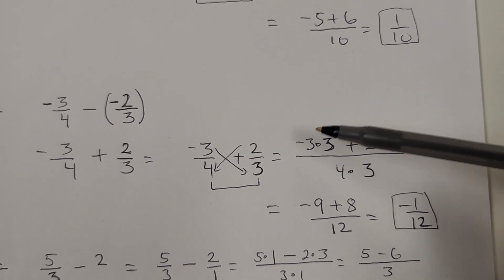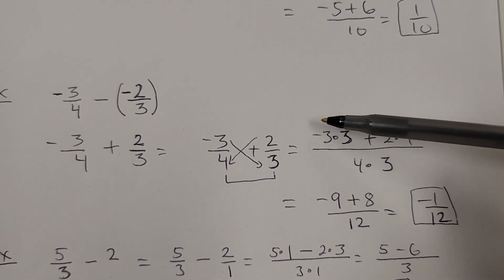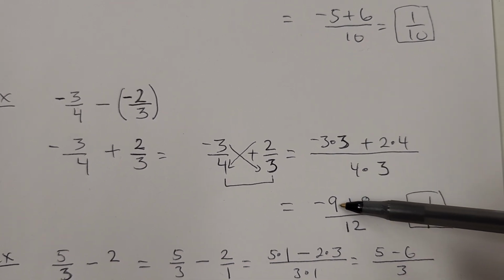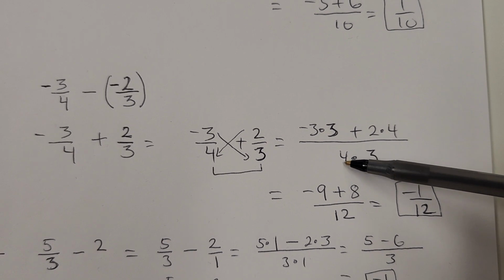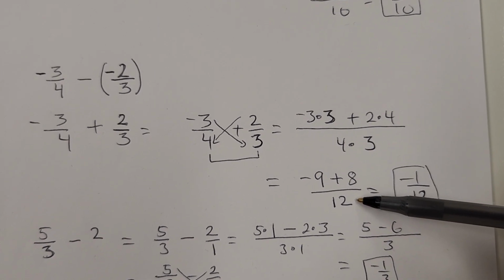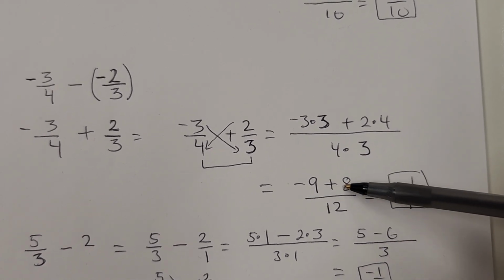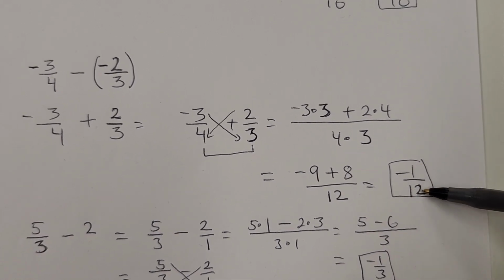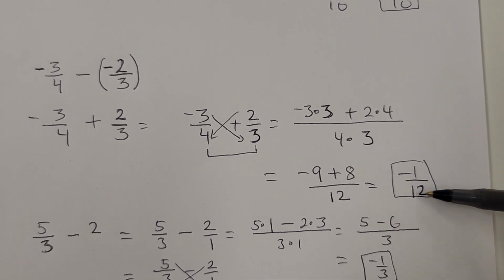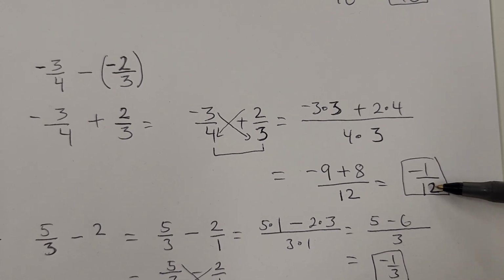Okay. And then order of operations. So negative 3 times 3 is negative 9. 2 times 4 gives me 8. 4 times 3 gives me 12. And then order of operations on the top, negative 9 plus 8 gives me negative 1 over 12. Okay, again, make sure to always reduce the fractions.